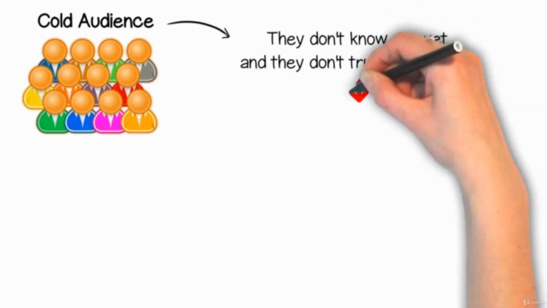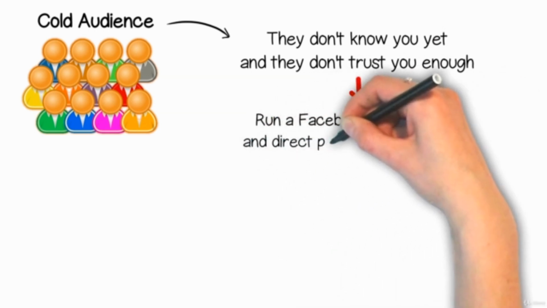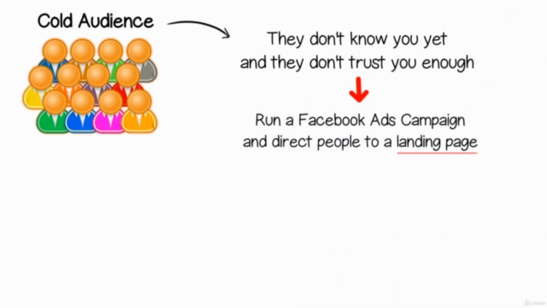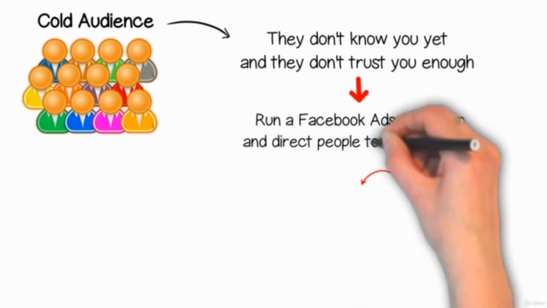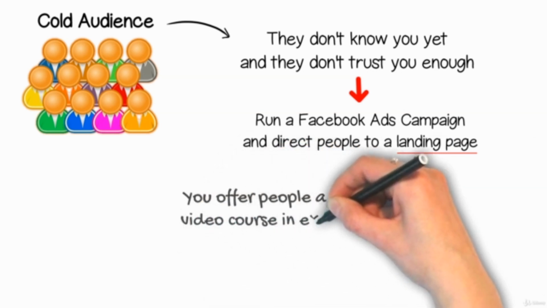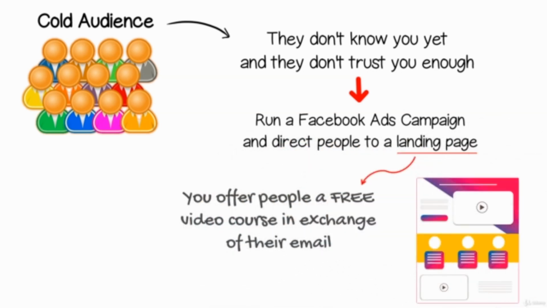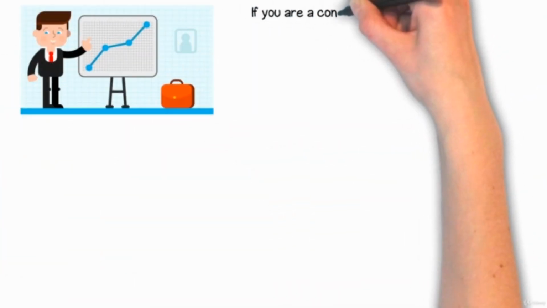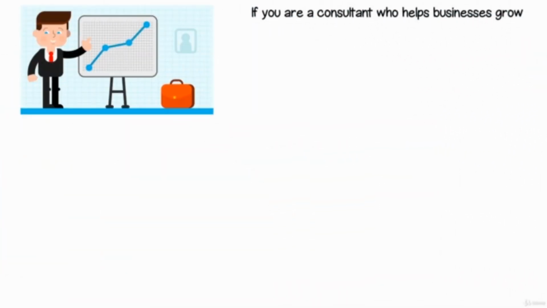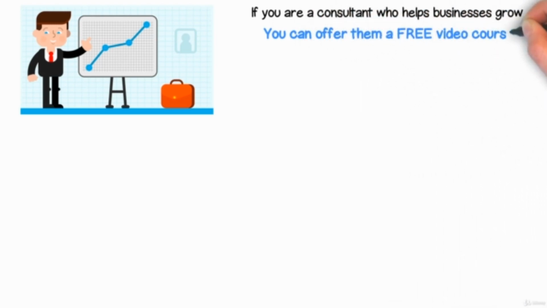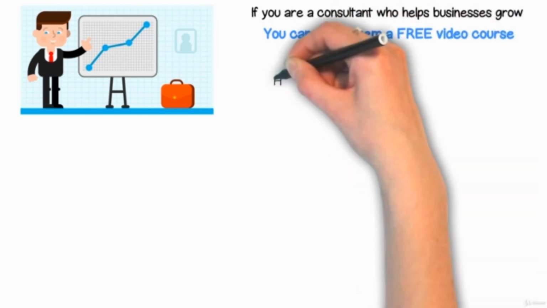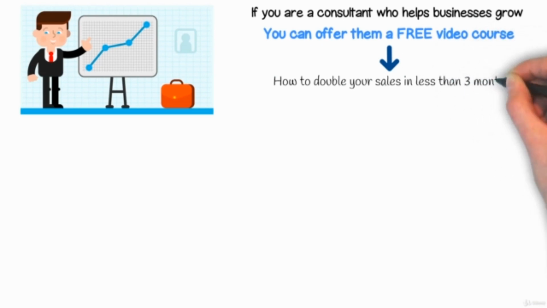So what you can do is to run a Facebook ads campaign and direct people to a landing page. In this landing page, you offer your visitors a free video course in exchange for their emails. For example, if you are a consultant who helps businesses grow, you can offer them a free video course: How to double your sales in less than 3 months.